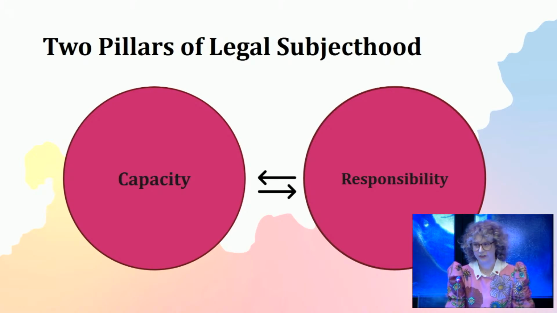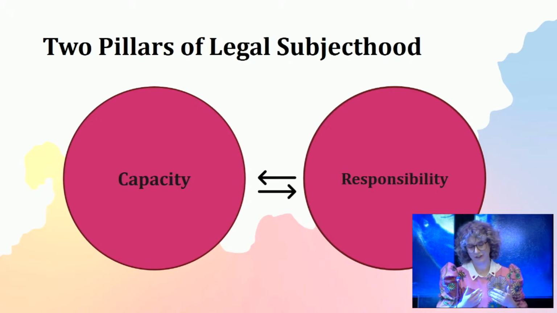Now, I see and conceptualize these as 2 sides of the same coin. So if you have capacity or obligations and responsibility, obligations and duties, responsibility must flow from that. Now, ultimately, the sort of biggest legal subjects, as I said to you, have been states. They are what we call full legal persons or have full legal subjecthood, full capacity, full responsibility.